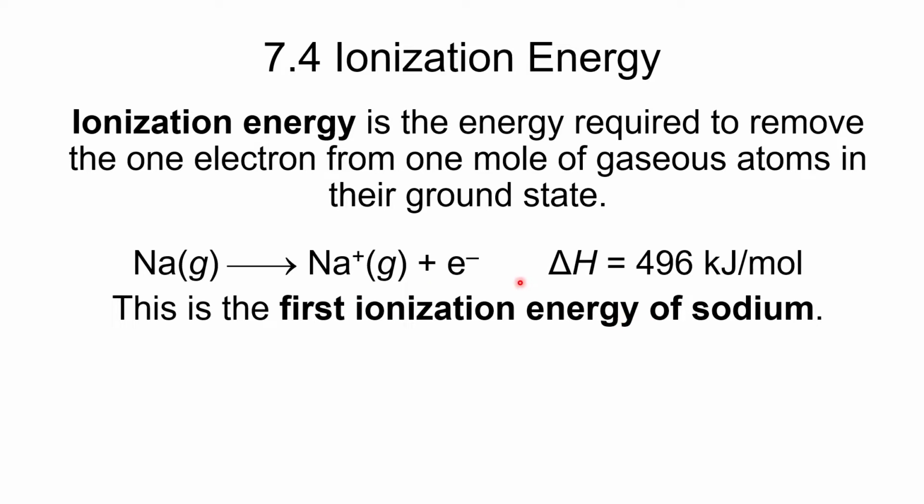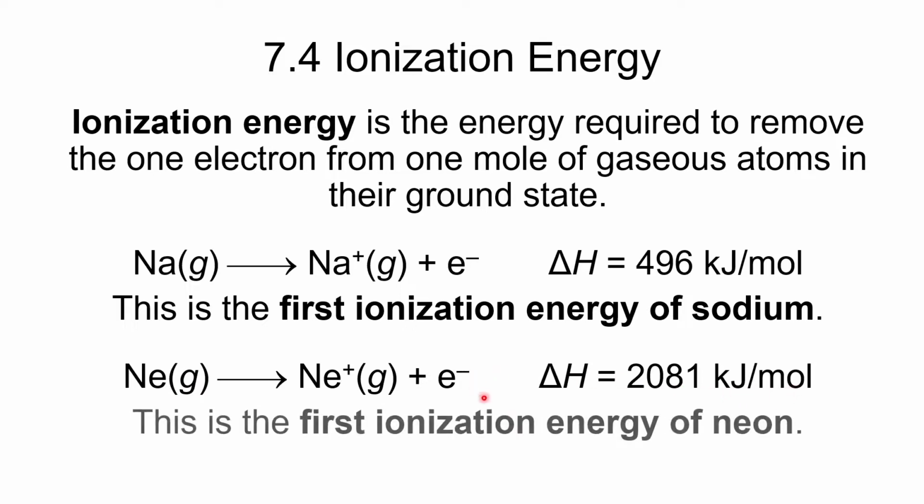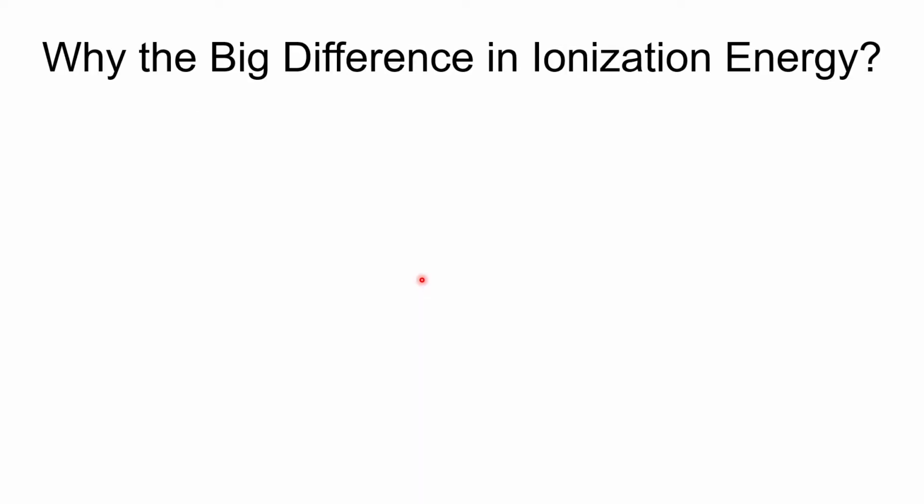So I want to compare this to neon. The first ionization energy of neon is 2,081 kilojoules per mole. And so that is our first ionization energy of neon. Of course, when you look at this, you say, okay, well, sodium has an atomic number of 11 and neon has an atomic number of 10. So why is it that sodium has such a low ionization energy? And that's what we're going to answer. So why is there such a big difference in the ionization energy?